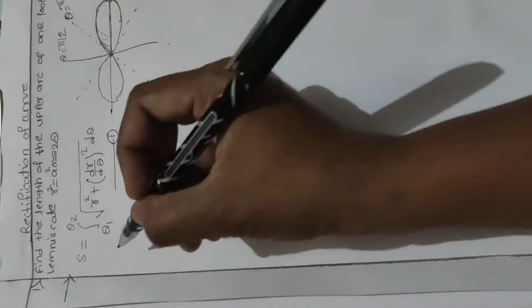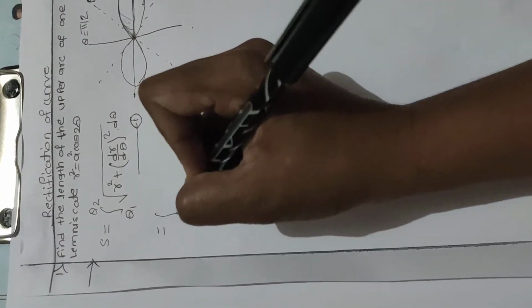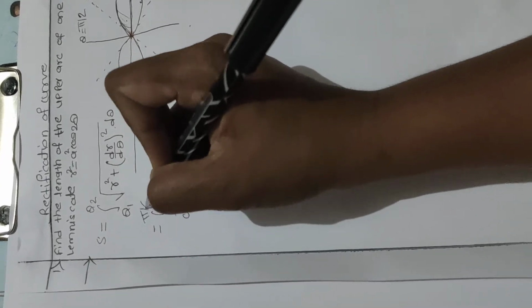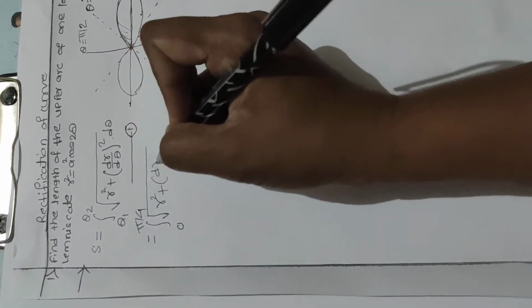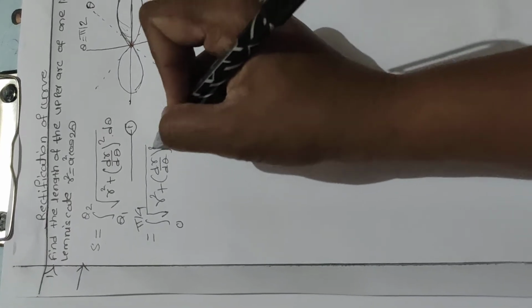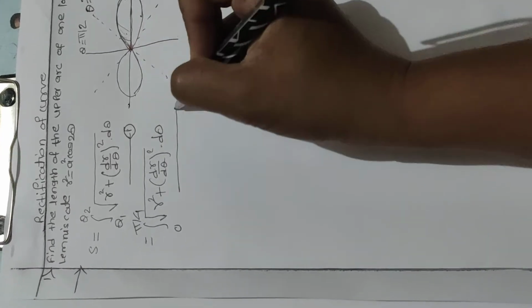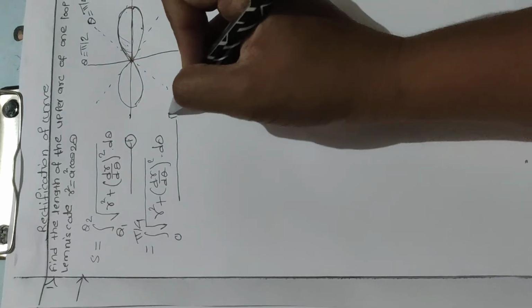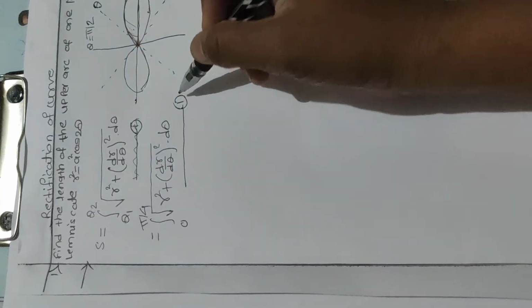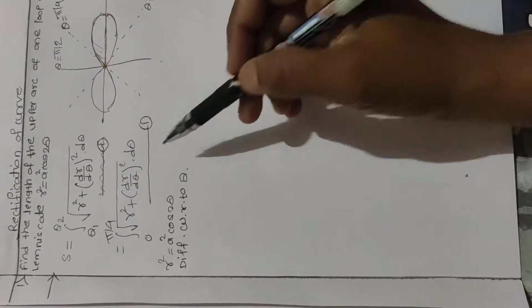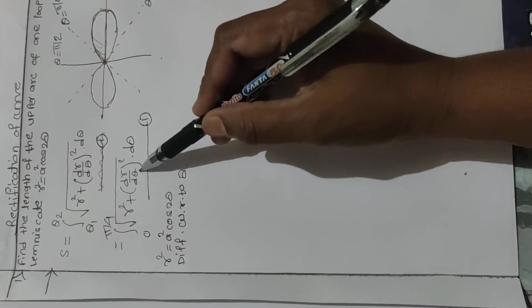That means the integral limit points are 0 to pi by 4, and the square root of r square plus (dr upon d theta) square, with respect to d theta. After that we have to calculate this value, (dr by d theta) square. We mention this equation as 1. Next we have to find the derivative of r with respect to theta.